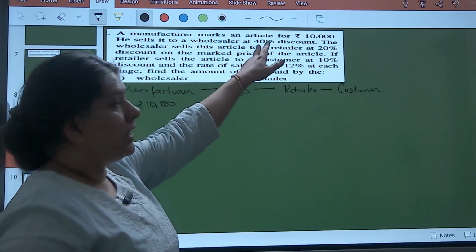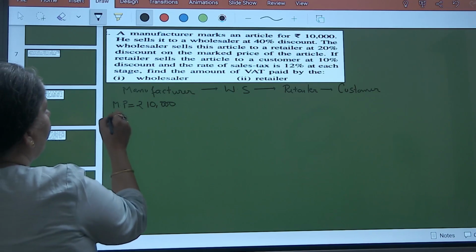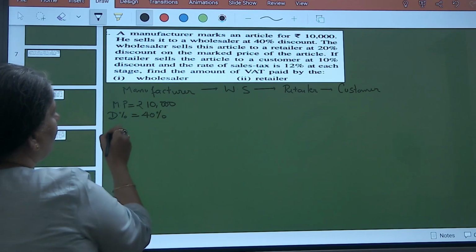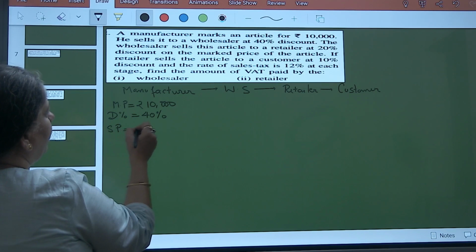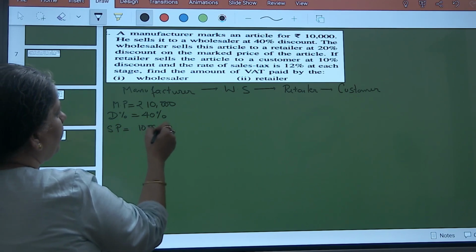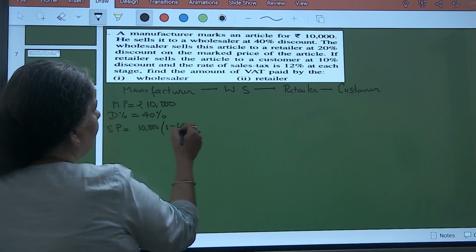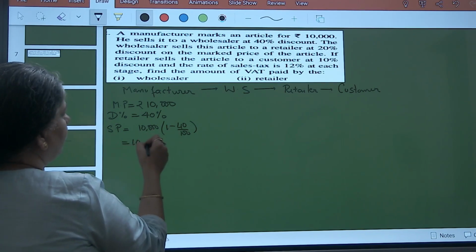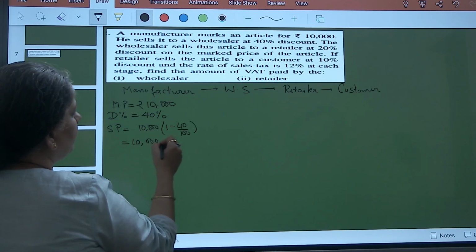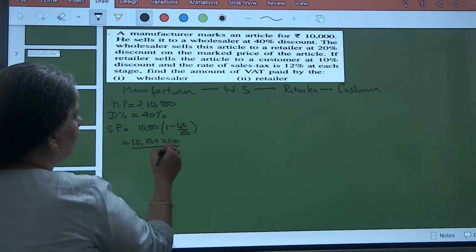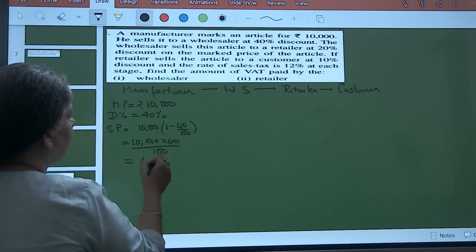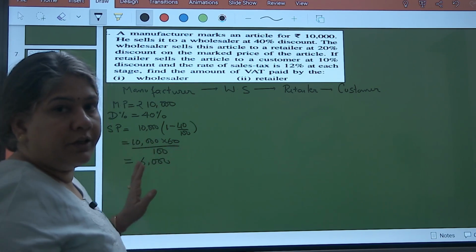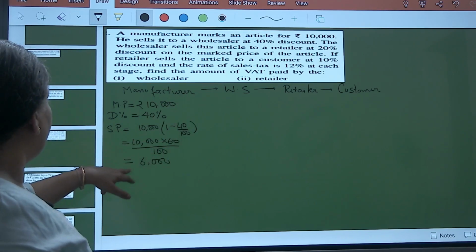At the same time, he is giving a discount of 40%. So discount given by D% is 40%. So his selling price will be 10,000 into 1 minus 40 upon 100. That is, article will cost rupee 6,000 into 60 upon 100. So this comes out to be 6,000. At the same time, he'll charge tax from the wholesaler on this price.